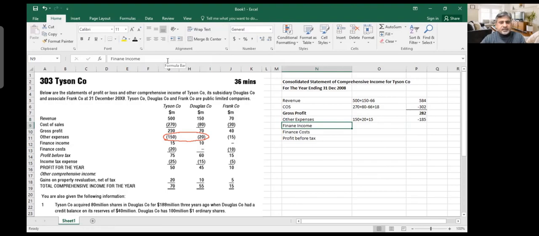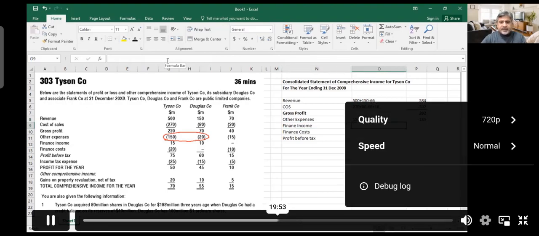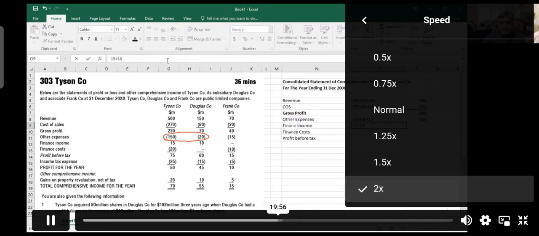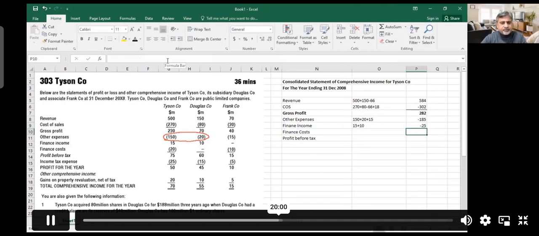Then after this, we have finance income. Finance income is 15 plus 10. All of that is 25. And let me put it minus 25. Then I have finance cost. Finance cost is only the parent, which is Tyson. Douglas does not have finance cost, so I put it minus 20. And then we take our profit before tax, which is 52.